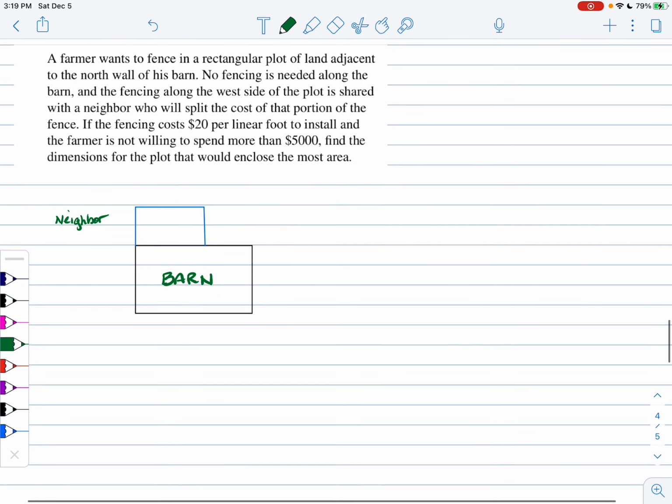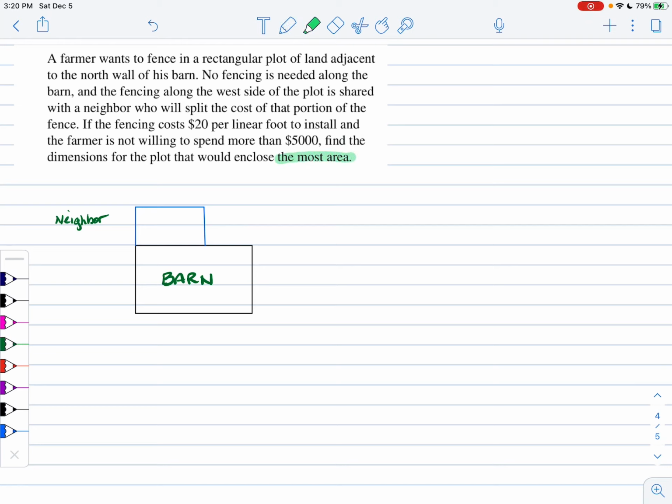just in terms of practicality and stuff. Here we've got a farmer who wants to fence in a rectangular plot of land adjacent to the north wall of his barn. No fencing is needed along the barn, and the fencing along the west side of the plot is shared with a neighbor who will split the cost of that portion of the fence. If the fencing costs $20 per linear foot to install, and the farmer's not willing to spend more than $5,000, find the dimensions for the plot that would enclose the most area.